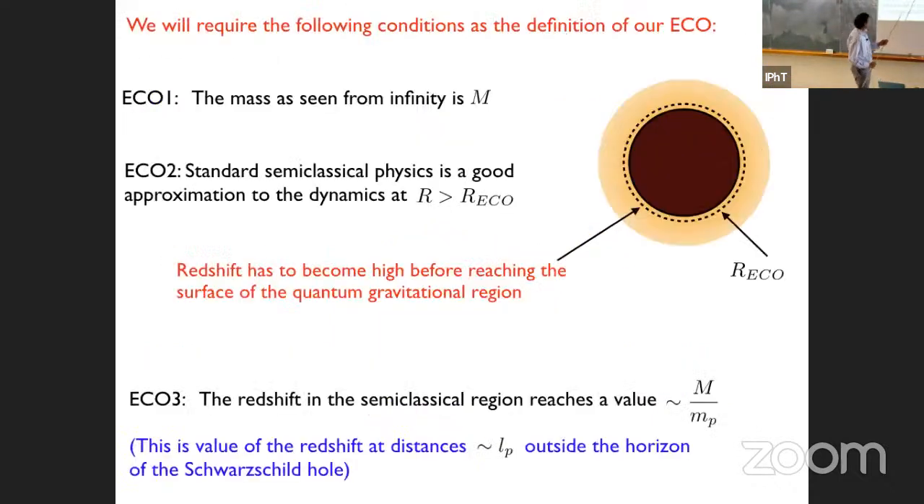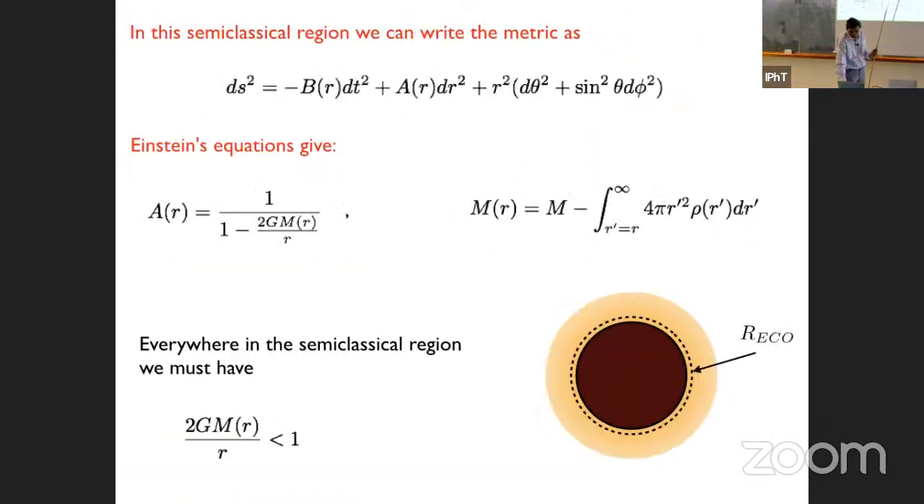Okay, so now let's see what we require from this object. We put three conditions on it. First, the mass from infinity is m. Okay, that defines the mass of the ECO. Second, semi-classical physics is a good approximation to the dynamics outside our ECO. So if I call this the radius of the ECO, outside this, it is semi-classical physics. So that's also part of the definition that it is extremely compact. The quantum gravity is confined here, and outside is normal physics.